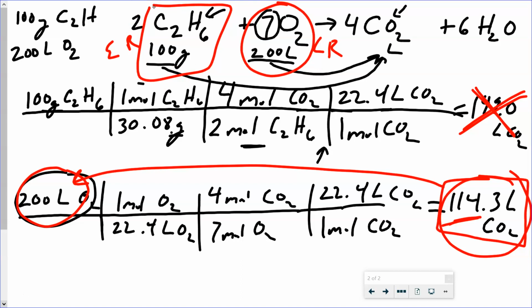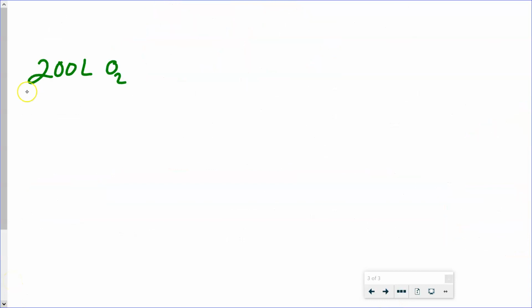Again, there's several different ways to do this, but one of the ways is to take our 200 liters of oxygen gas and determine how many grams of ethane we would use with 200 liters of oxygen gas. So we'll go ahead and do that on the next page here. I'm going to set up my problem and figure out with my 200 liters of oxygen gas, which is my limiting reactant, how many grams of ethane we would use.